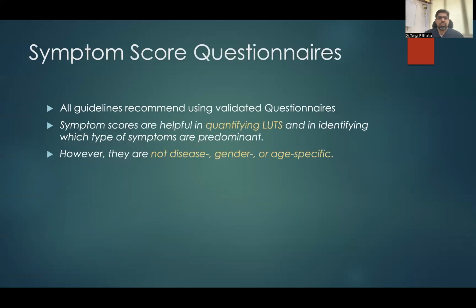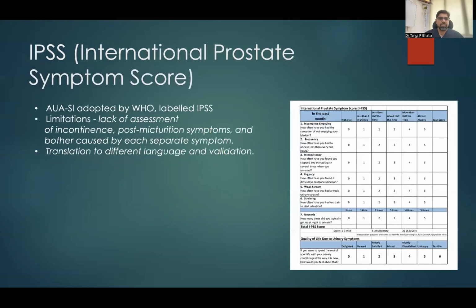Now, coming to symptom score questionnaires. All guidelines recommend using validated questionnaires. Symptom scores are helpful in quantifying LUTS and in identifying which type of symptoms are predominant. However, they are not disease specific or gender specific or age specific. IPSS is the most commonly used symptom score for LUTS. AUA SI was adapted by WHO, and an element of quality of life was added and labeled as IPSS score.